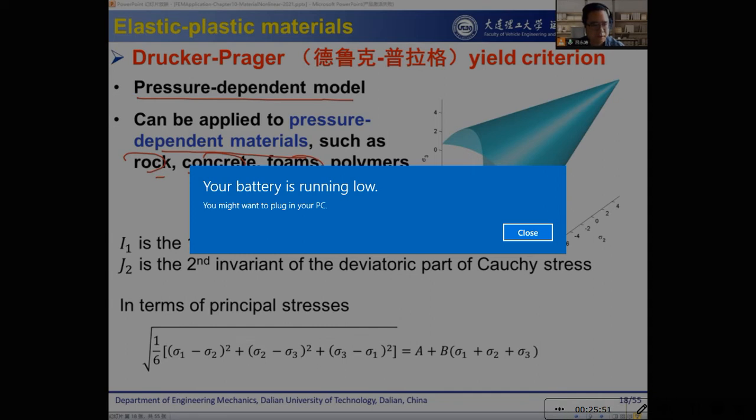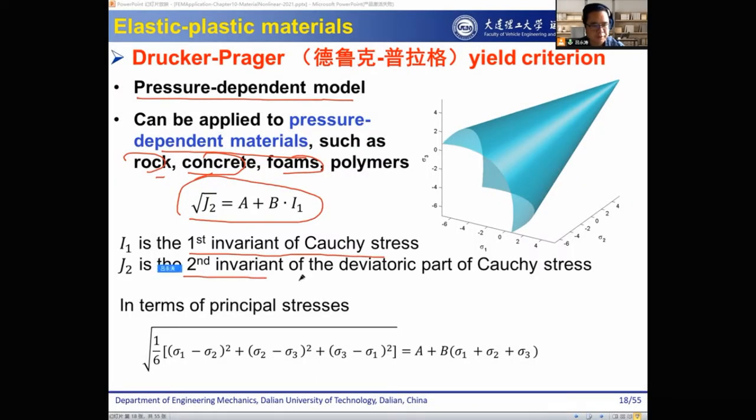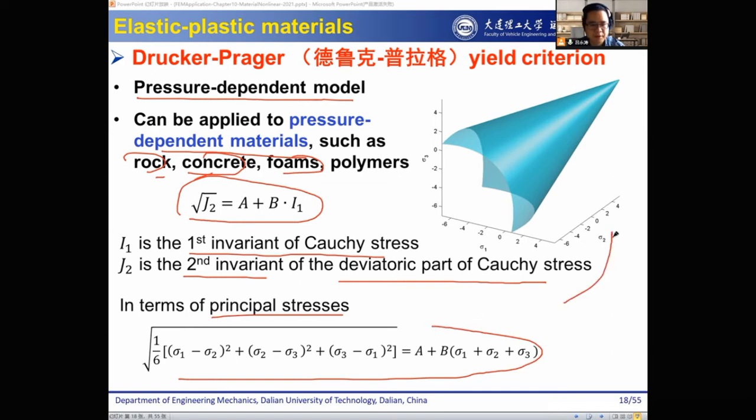Okay, and here is the formula. Here I1 is the first invariant of the Cauchy stress. J2 is the second invariant of the deviatoric part of the Cauchy stress. And in terms of the principal stresses, we can write this yield criteria in this form. Okay, and this is a plot of the Drucker-Prager yield criteria. We say it's changing, depending on the pressure. The value is changing.